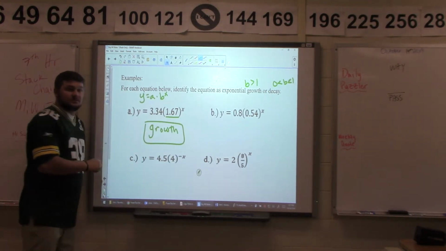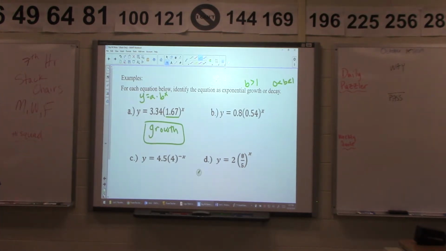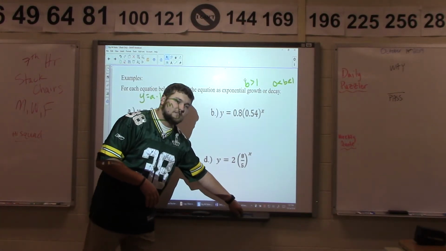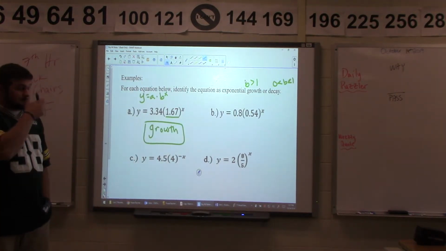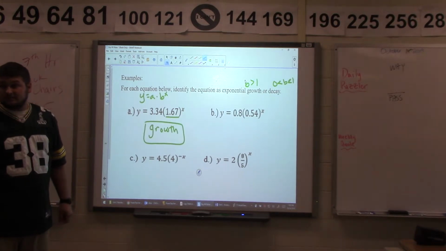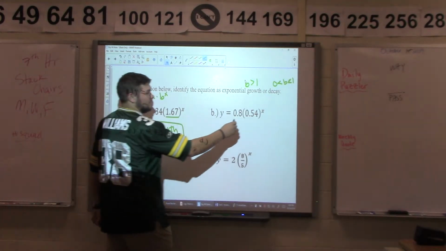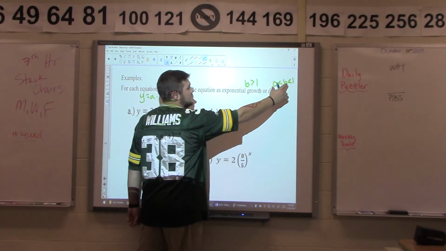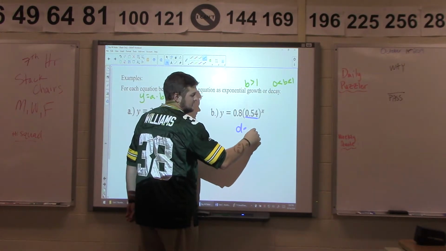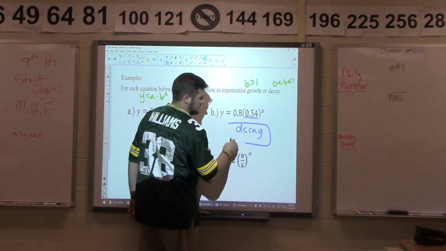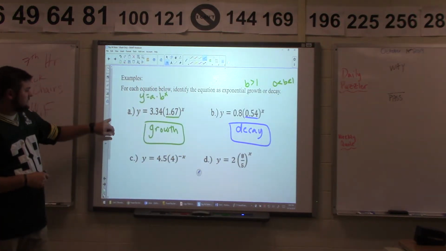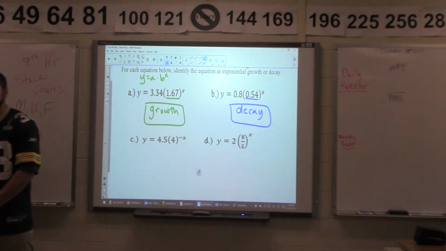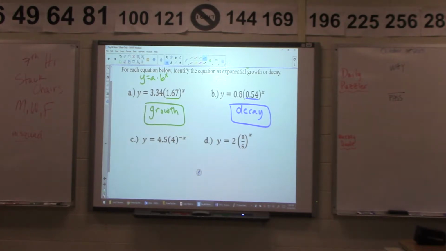That's all it's asking us to do is look at the b value and tell us, is it going to be growth or decay? The second one, 0.8 times 0.54 to the x. Well, what's my b value? 0.54. Is that greater than 1? No, it is between 0 and 1, so this would be decay. Y equals 4.5 times 4 to the negative x. What do you think?